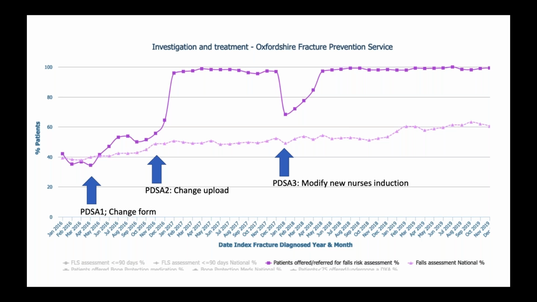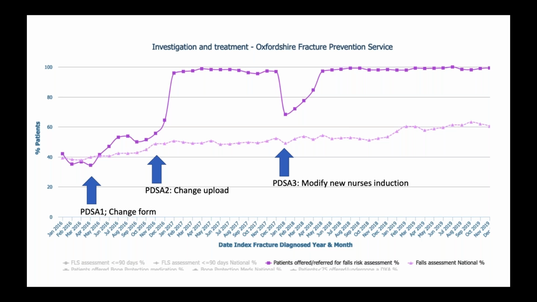So this is falls from the UK data from the service in Oxford, and the pale pink line is the national average, and the dark purple line is our service. And I'm really grateful for the nurses who've done all the work in Oxfordshire for this. And you can see the different PDSA cycles. We weren't very good. PDSA 2, we got better, and we got to 100%. We had some new nurses, and we forgot to include falls in their induction well enough, and our performance dipped. And we quickly reversed that, and now we're up to 100%.